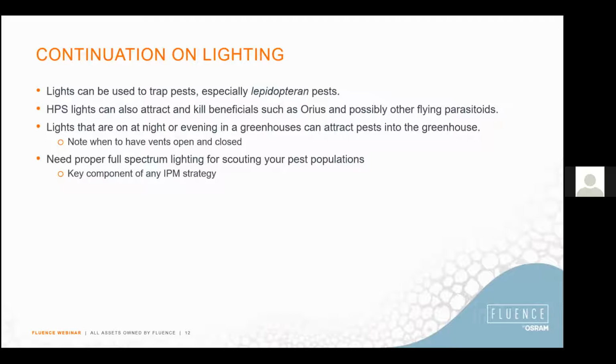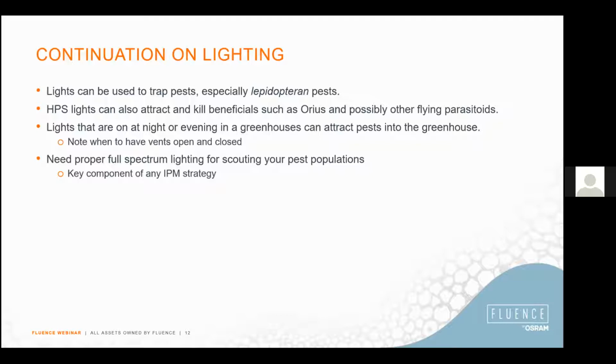Another really important point for greenhouse growers is that when the lights are on at night or evening in the greenhouse, you can attract pests into the greenhouse from outside. So pay attention to when you're lighting outside of those natural daylight hours, and make sure your vents are closed during those time periods so that you're not essentially inviting more pests from outside fields or wherever into your greenhouse unawares. When you're lighting, make sure to monitor exactly whether your vents are open or closed. It helps prevent new pest populations from moving in.